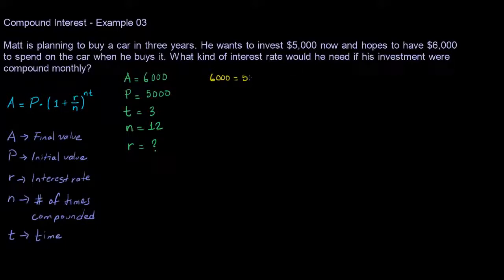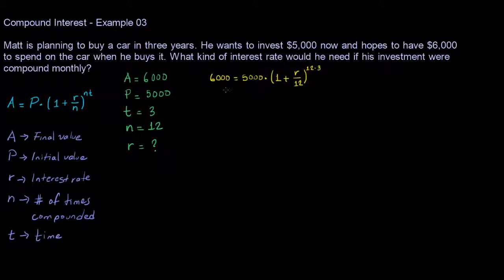It will be here A, 6,000, is equal to the initial value 5,000 times 1 plus, now the thing we do not know, our R, R over N, which is again 12, all raised to 12, which is N again, times the time, which is equal to 3. There it is, better. So I'm going to simplify this as much as we can.